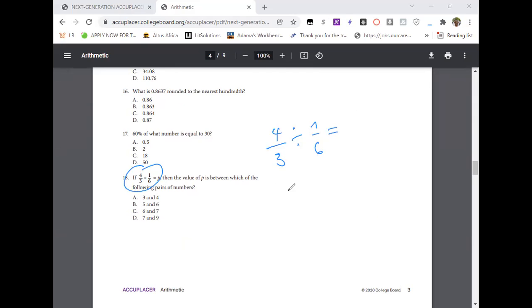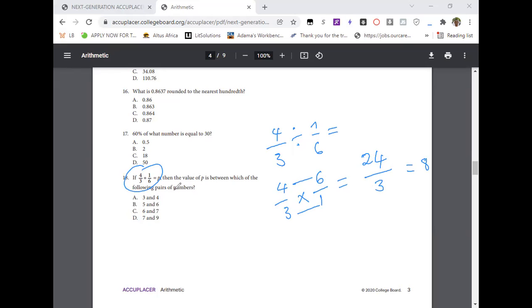Simply, what did we say? You flip or you do cross multiply. Here I would prefer to flip it. 4/3 times the flip of 1/6 is 6/1, which is direct. So 4 times 6, 3 times 1, that is 24/3. And 24/3, the answer is 8.